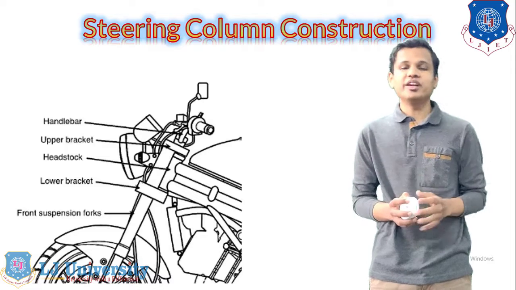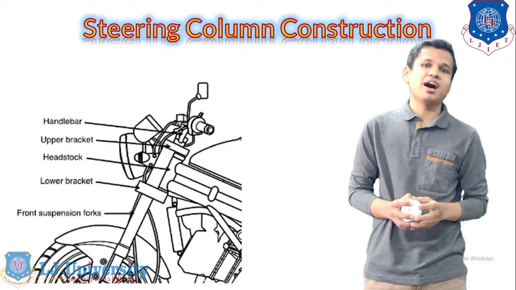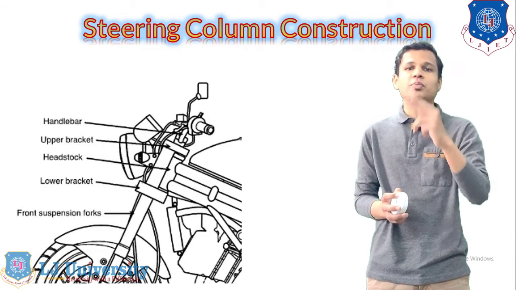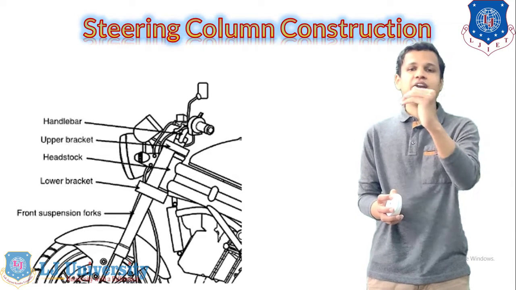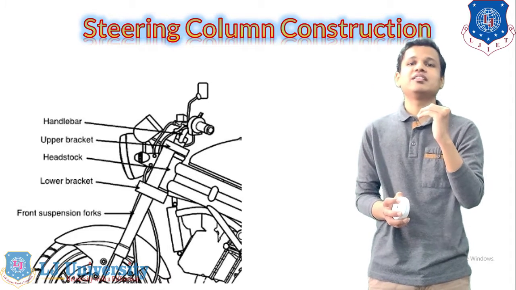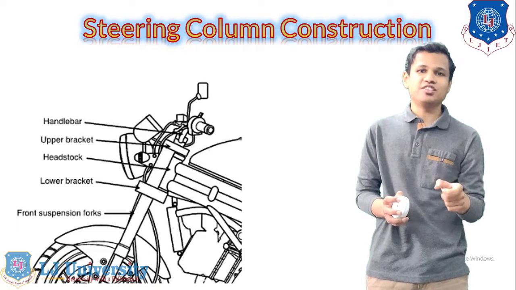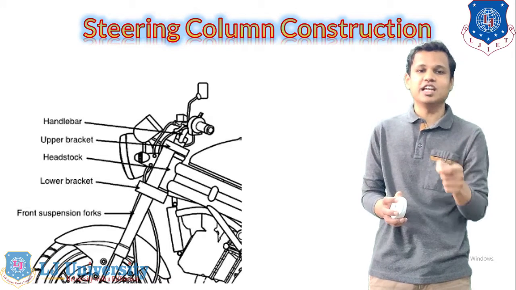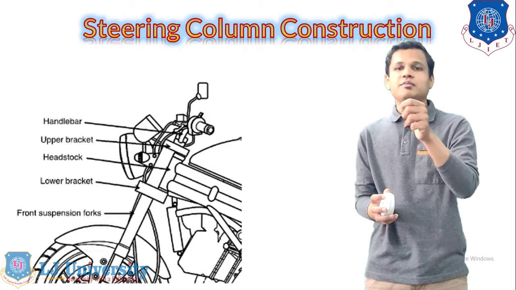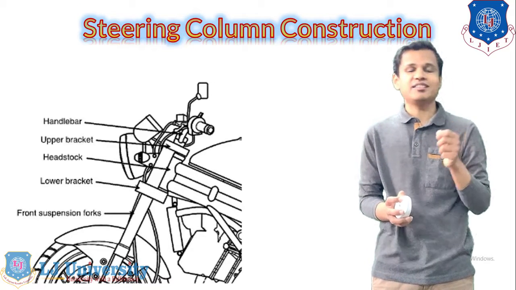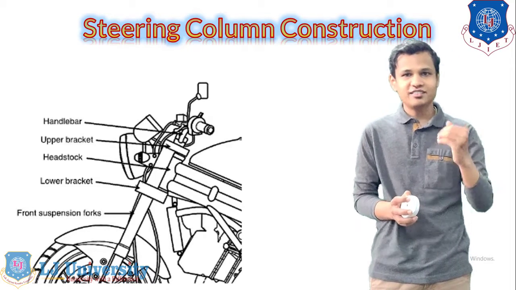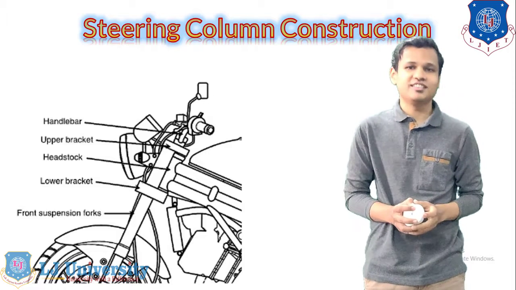The second component, below the handlebar, is the upper bracket. The upper bracket is used to join two components: the handlebar, and in the below part the headstock, or we can say the steering stand. The headstock is connected with the lower bracket. This lower bracket is connected in between the headstock and the second part, which is the front suspension fork. The suspension fork is connected with our steering system.